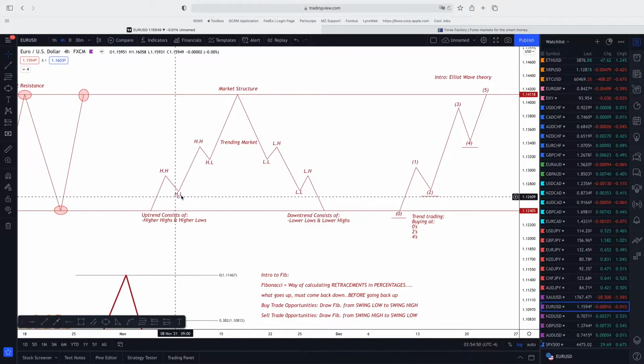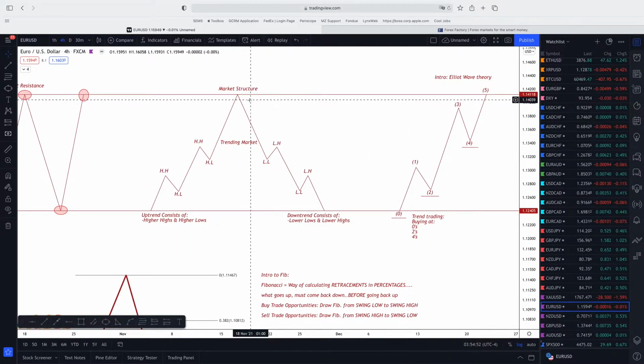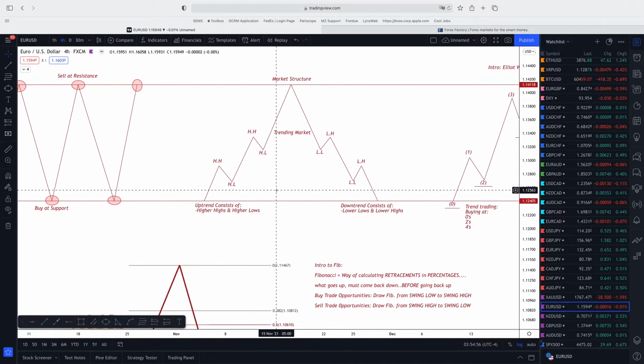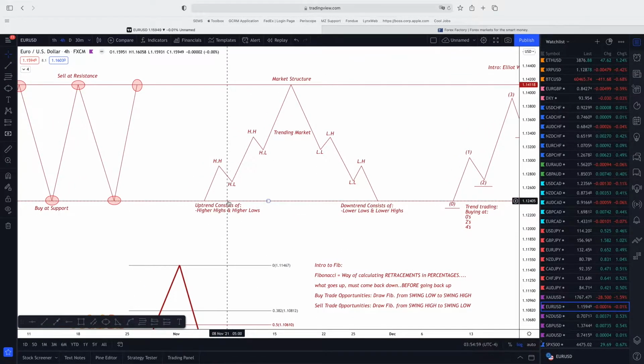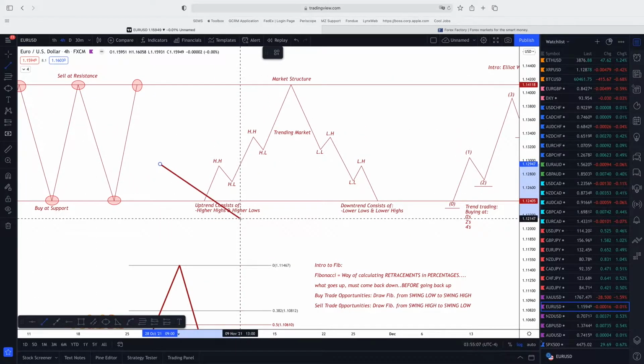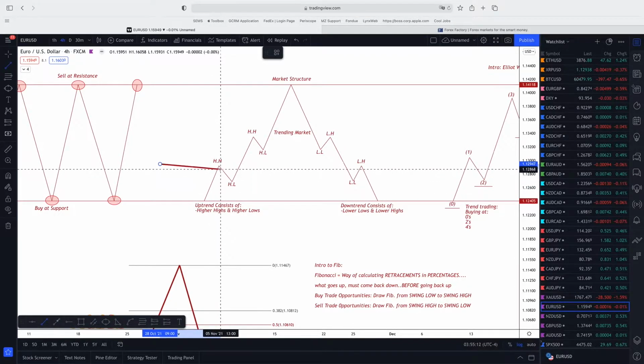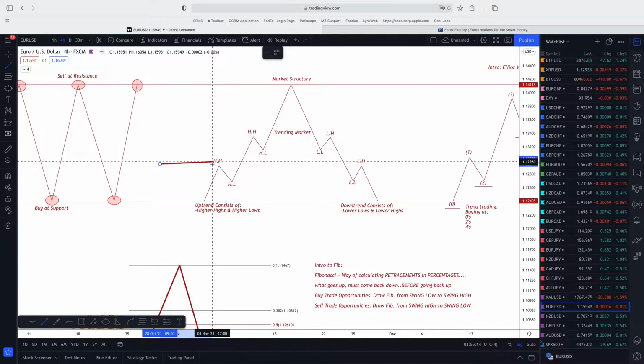So you have an uptrend and you have a downtrend. Guys, very simple stuff. What does an uptrend consist of? An uptrend consists of higher highs and higher lows. I'll give you guys a very good example. So this over here is considered the low. The market pushes up and it forms something called a higher high.